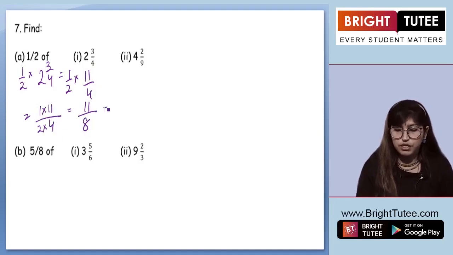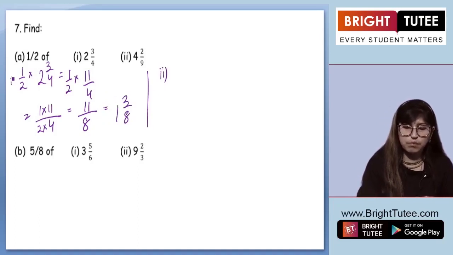So after doing it, we can convert it to a mixed fraction. So we'll be getting 1 3 by 8. So this is the first part. Let's move on to the second part.